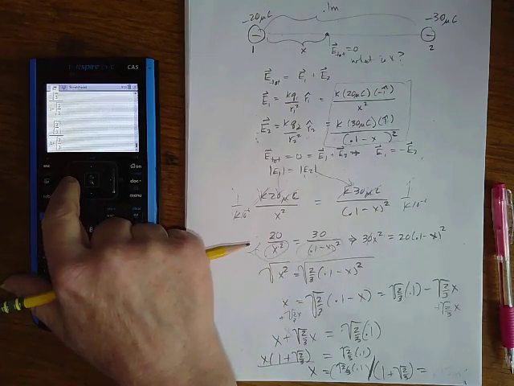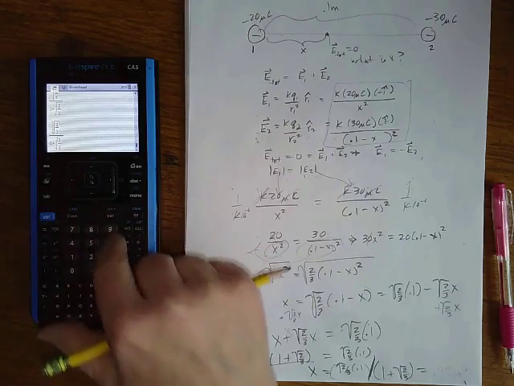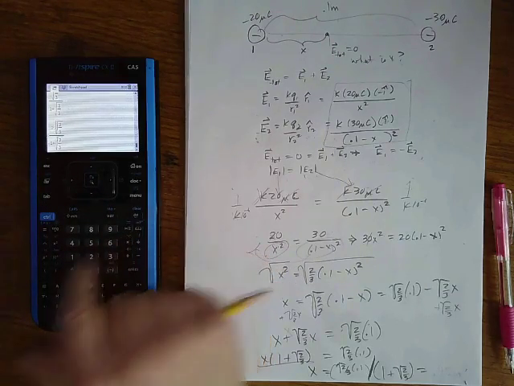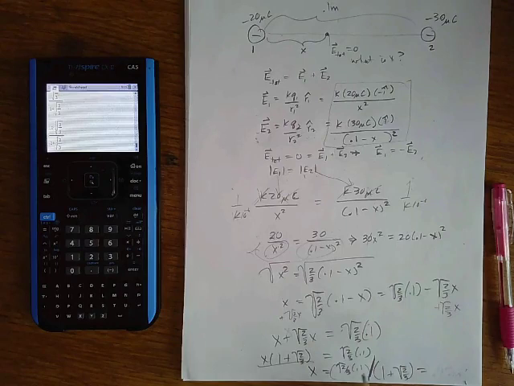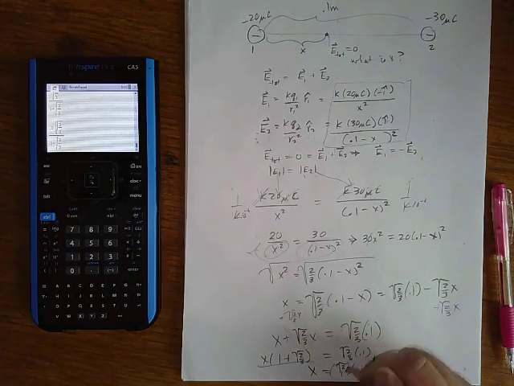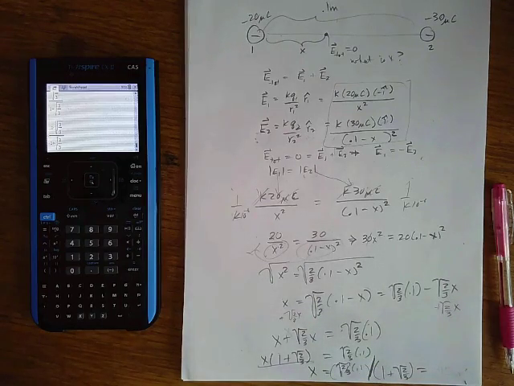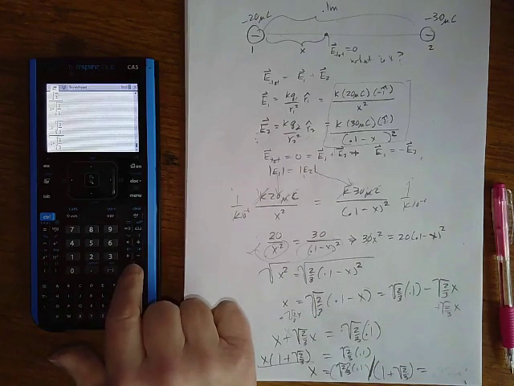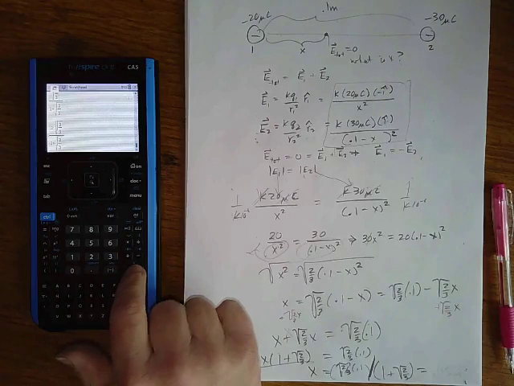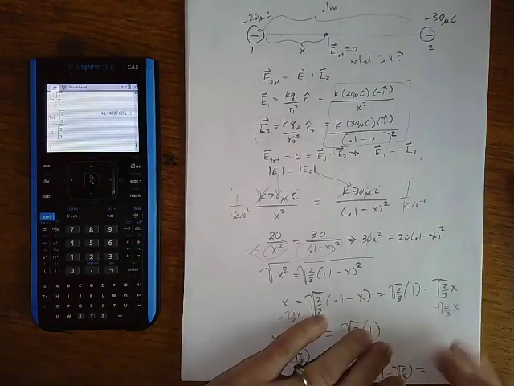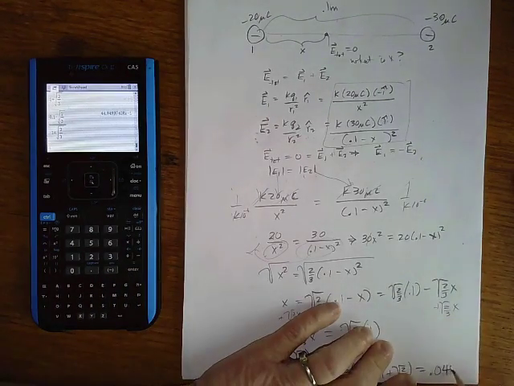Fix this equation. Let's do 0.1 times, don't forget the 0.1 times, square root of 2 over 3. Yes. So I guess, yeah, just multiply your answer by 0.1. Yes, that makes more sense. 0.045 meters.